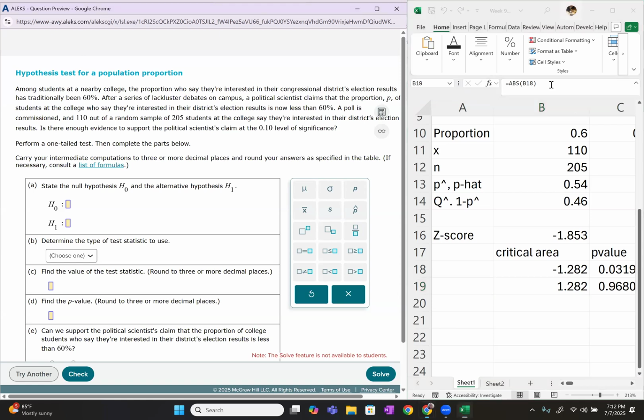So what are they saying? The proportion is equal to 0.60. Or the proportion is less than 0.60. Okay, this is a z-test. What is the test statistic? Negative 1.853.